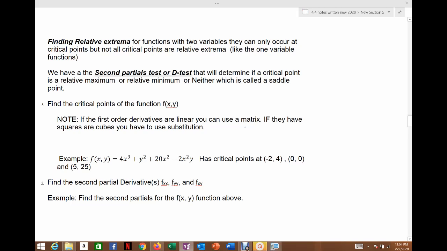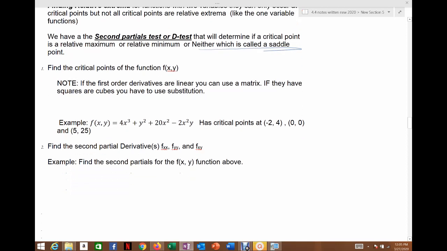In order to determine what they are, we actually have a test that we use. It's very, very similar to the second derivative test that was used for the one variable case. The only difference here is it's slightly more complicated because we've got multiple variables. And so what we're going to be using is what's called the second partials test. So we'll be using the second derivatives. It's also known as the D-test because a D formula is going to be created as an easy way to test if my critical values are extrema or not. So we'll test whether we have a max, min, or neither, which is called a saddle point, and I'll explain why the neither case is a saddle point once we get to that point in the notes.